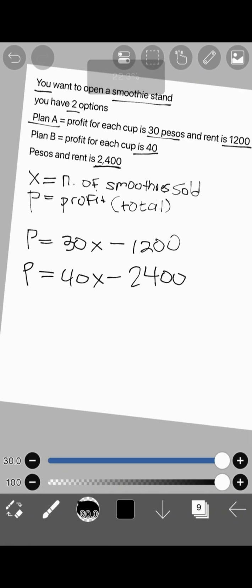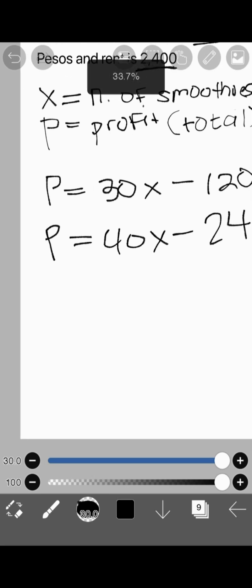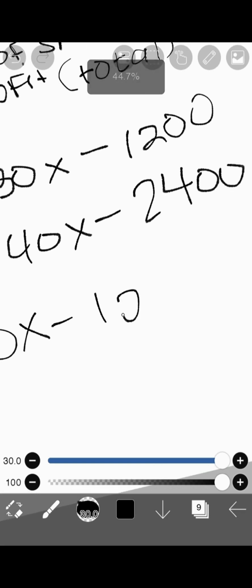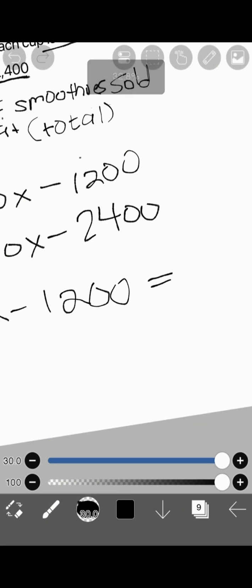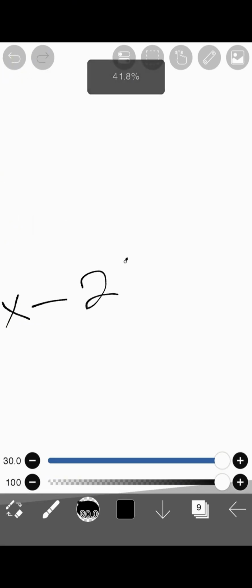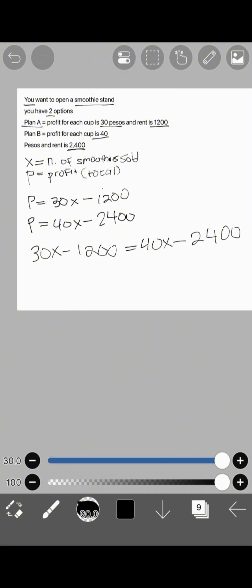Now, you can graph both equations to see where the point of intersection is. But then that would take way too long because there is an endless amount of numbers you would need to graph. So we would just use this. We would say that 30x minus 1,200 is equal to 40x minus 2,400. So now from this, we do as follows.